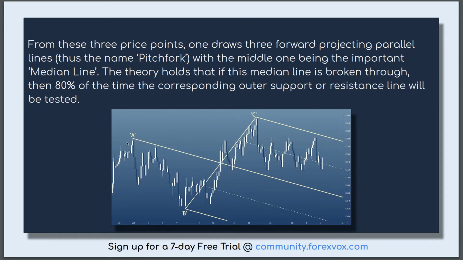From these three price points, A, B, and C in this graph, one then draws three forward projecting parallel lines, thus the name pitchfork, with the middle one being the important median line. The theory holds that if this median line is broken through, then 80% of the time the corresponding outer support or resistance line will be tested.